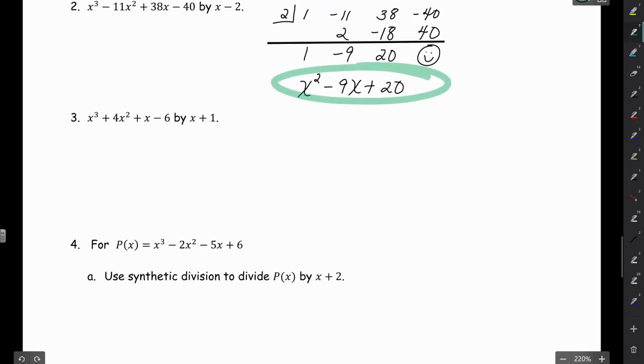All right. Hopefully you're feeling ready to try number 3 on your own. Go ahead and do that. When you're ready, come back.